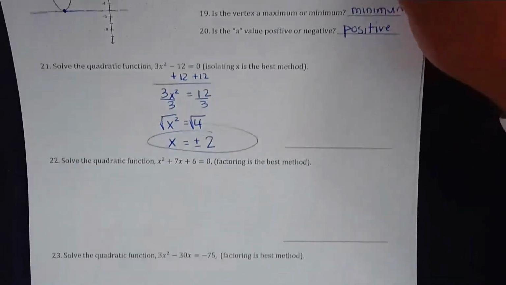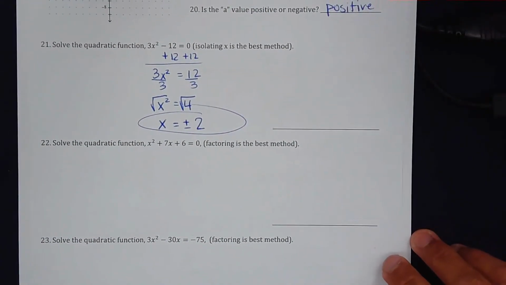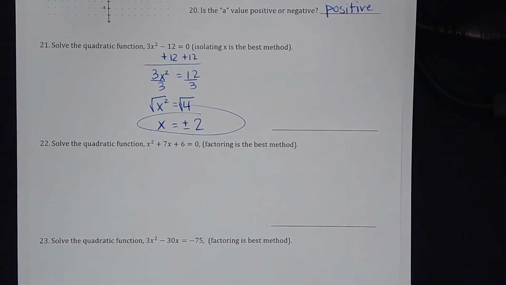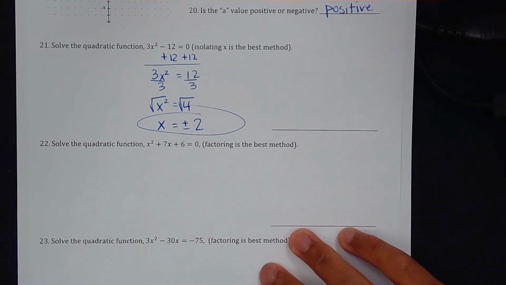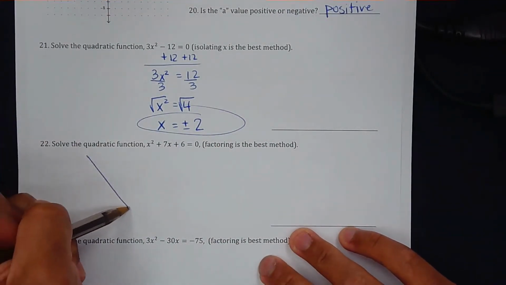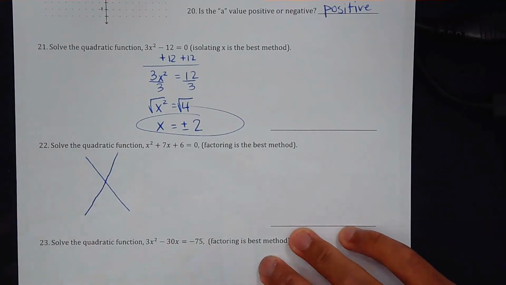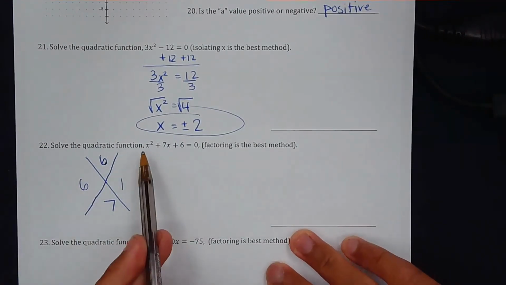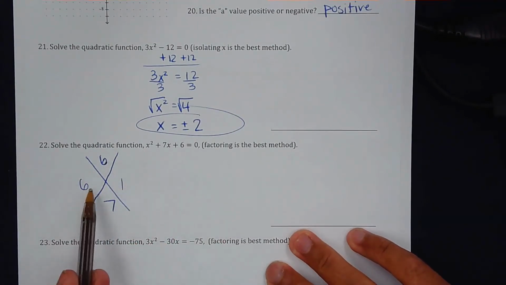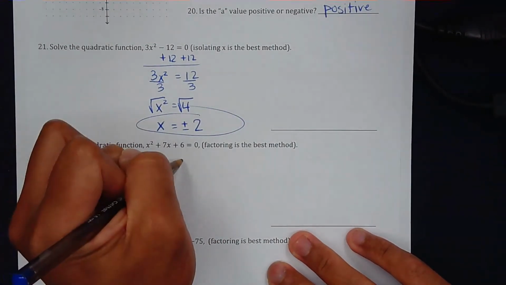All right, question number 22. Solve the quadratic function x squared plus 7x plus 6 is equal to 0. Factoring is the best method. All right, so x squared plus 7x plus 6. Remember, with factoring, if there's no greatest common factor, we go ahead and use our x method. We want to find two numbers that multiply to 6 but add up to 7. Well, that'll just be 6 and 1. All right, so our equation is already equal to 0. We know that we can factor the left-hand side as this.